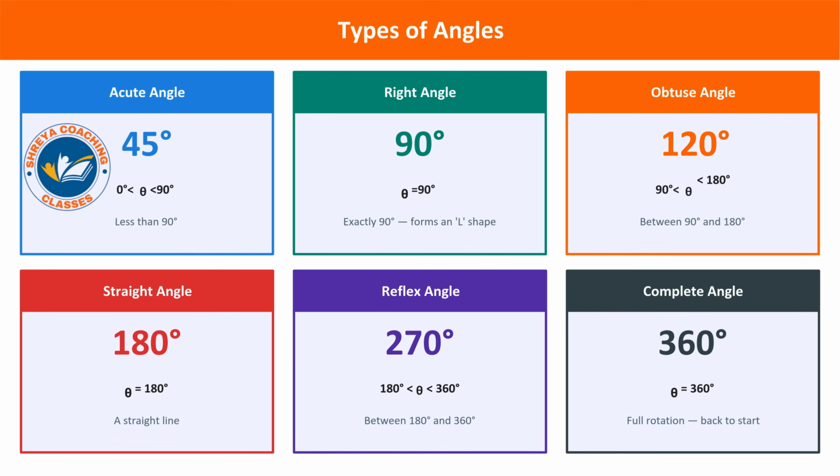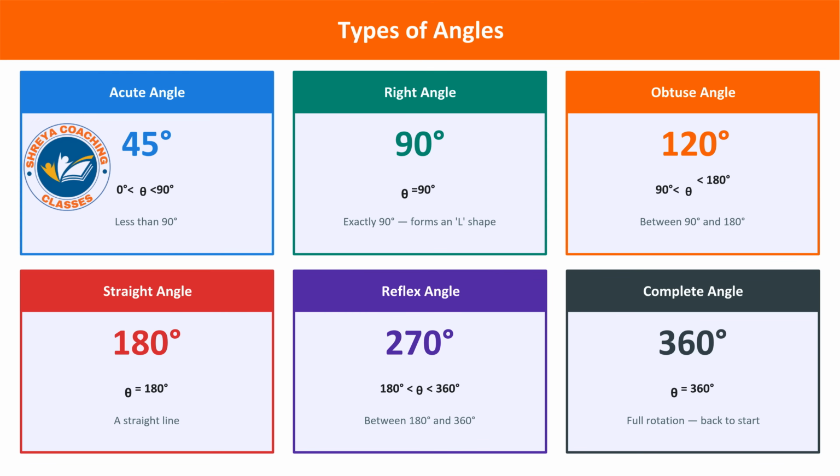Now that we know what an angle is, let's learn about the different types of angles. Angles are classified according to their measure. The first type is the acute angle. An acute angle is greater than 0 degrees but less than 90 degrees. For example, 30°, 45°, and 75° are all acute angles. You can think of the sharp tip of a pizza slice or a narrow open pair of scissors.